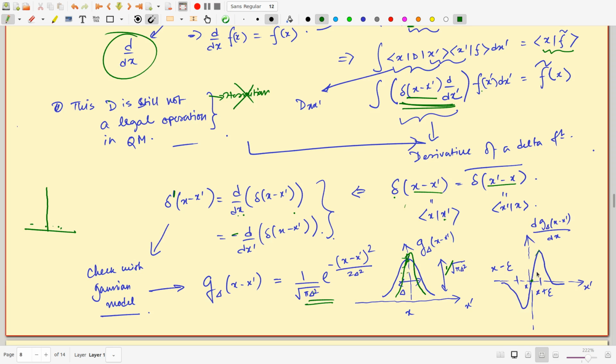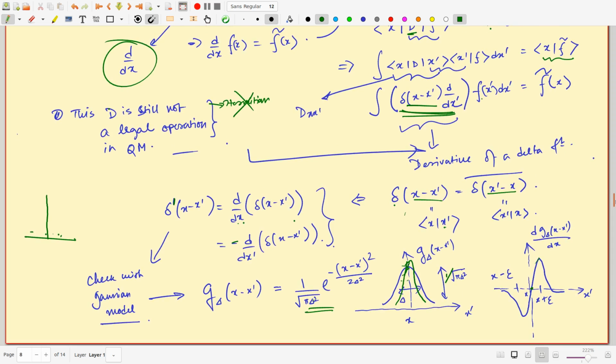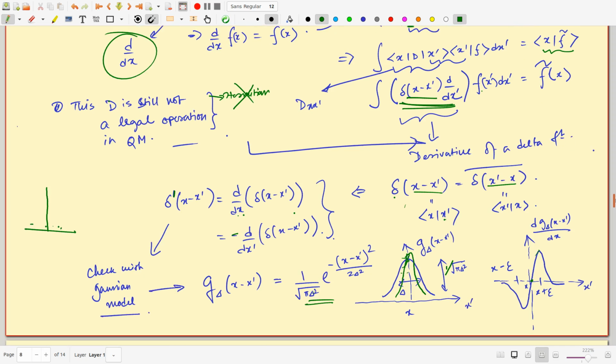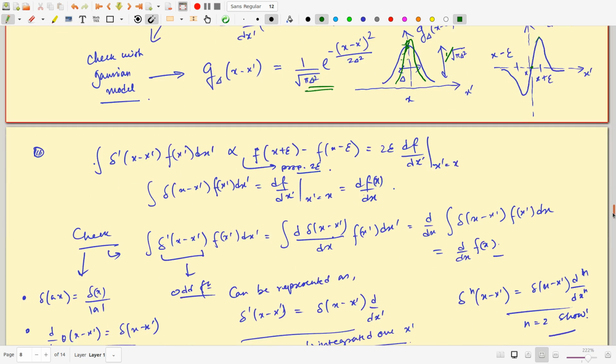And if I take this x minus x prime to be something finite, like plus epsilon, minus epsilon, there will be a peak here and a dip here. So that is the quickest way to check. And when I take all these limits to be infinity or 0 and appropriately put it, you will see that these two peaks will start coming very close to each other.